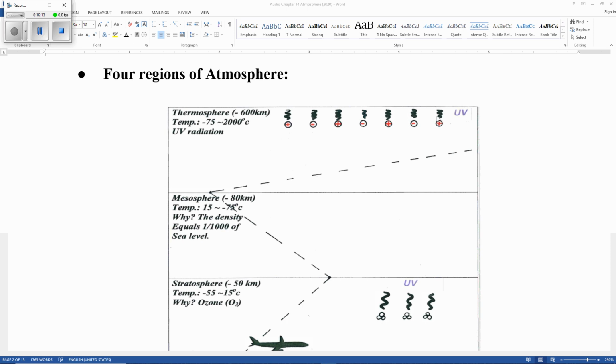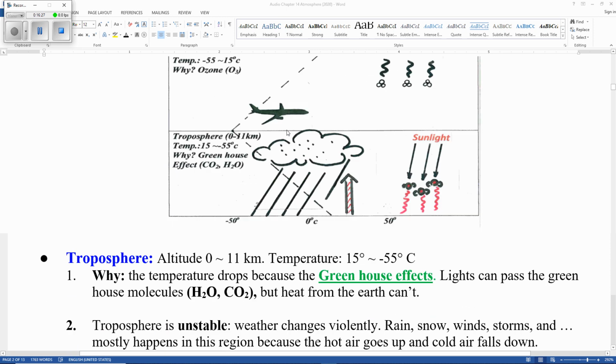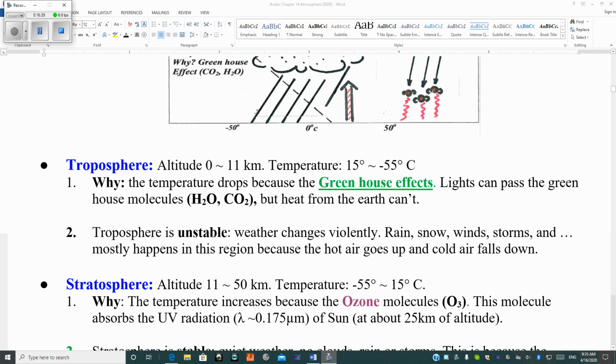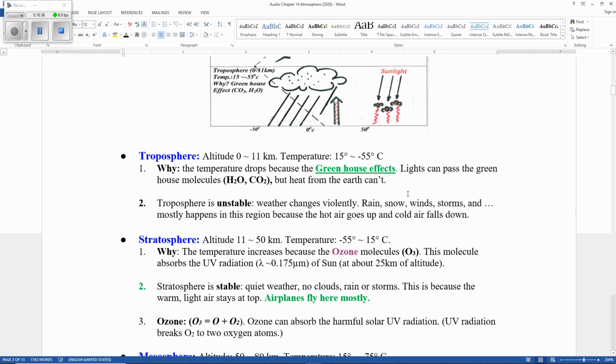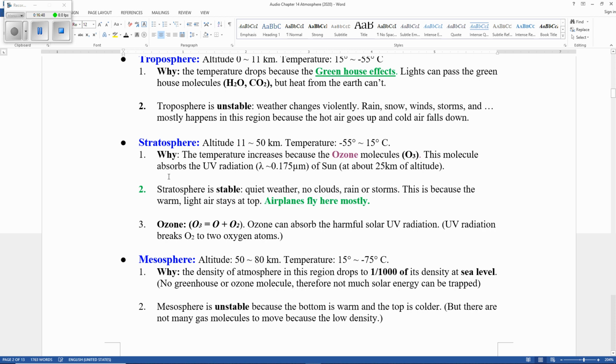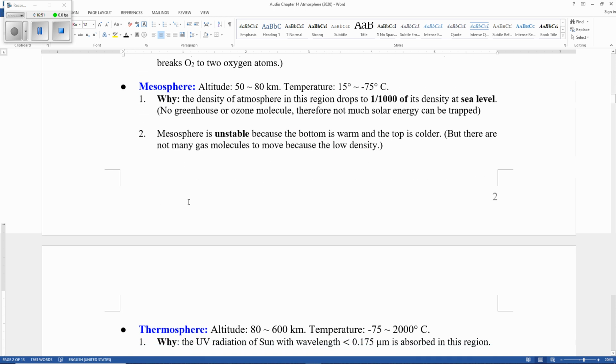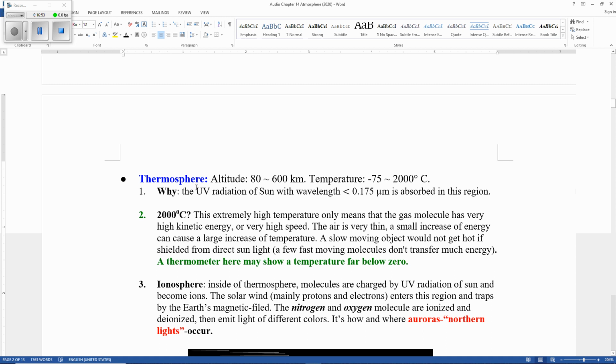So because these molecules move so fast, they collide with each other, then some are going to catch electrons and become negative ions, and some lose electrons and become positive ions. Okay, so now here's the information about the four regions. Let me go back a little bit. I give you more detail you can read. So remember the name and order. The first one, the troposphere, then the stratosphere, mesosphere, and the last one we call thermosphere.